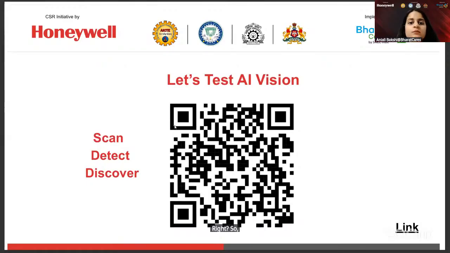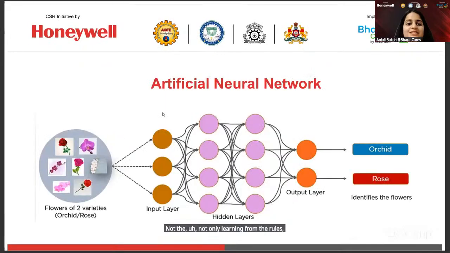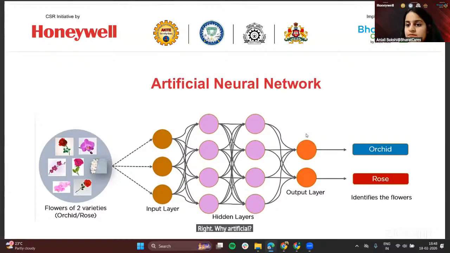So it is inspired by the brain. It is detecting the features, not only learning from the rules. Now we have been saying till now neural network, but now the official name of neural network is artificial neural network. Now why artificial? It is same. We give the input, we have layers, and we get the output, right? Why artificial? Answer in the chat. Why it is called artificial?